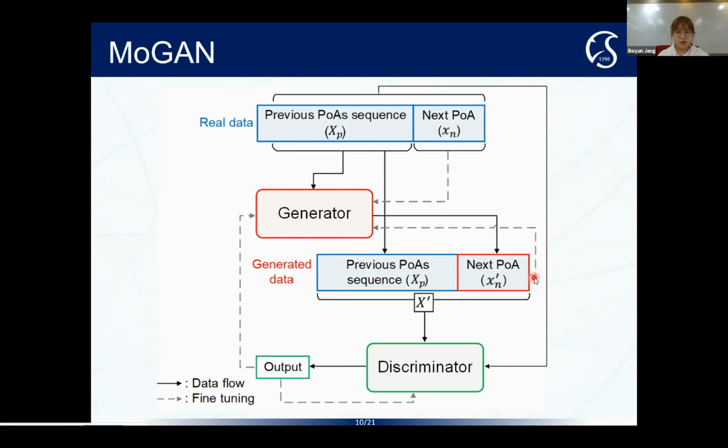This generated next point will be combined with the previous sequence, and then this is the generated data. This generated data goes to the discriminator and is used as the input data, and then discriminator generates the output. With this output, generator and discriminator are trained. Also, the real data with previous POA sequences and the real next point is also used as the input of discriminator, and the output will give the feedback to the discriminator.